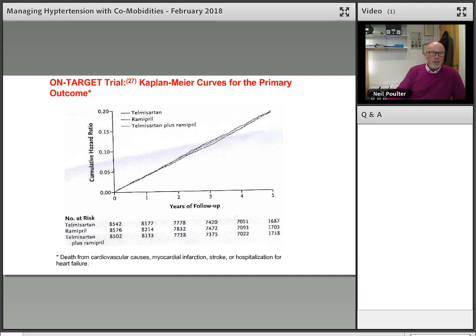So, what about which to use, ACE or ARB? Big ongoing controversy, and the only trial that's pitted them one against the other was the On-Target trial. This was telmisartan, a long-acting ARB, against ramipril, which is a relatively short-acting ACE inhibitor. And then you have the combination of the two. Importantly, the combination of the two was no better than either of the single drugs. Despite better blood pressure lowering, what it did cause was adverse renal events. We should not use this combination of ACE plus ARB. It's one of the key messages to come out of this trial.